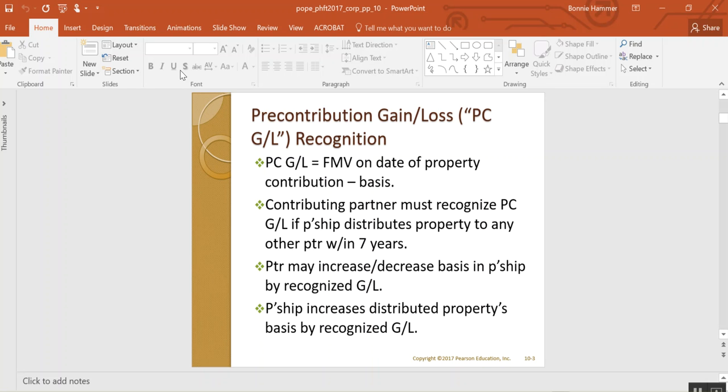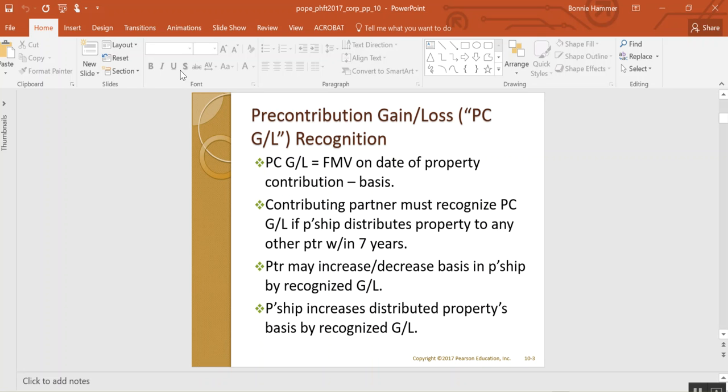So if the partner contributes something other than cash, let's say they contribute a couch, which they had bought 5 years ago for $1,000, and that's their basis in the couch. Let's assume they haven't been depreciating it for some reason. So their basis is $1,000, but the fair market value is only $500. So they actually have a pre-contribution loss of $500 upon contribution of that couch into the partnership. That's calculated as $500 fair market value minus the $1,000 basis. So that's a pre-contribution loss.